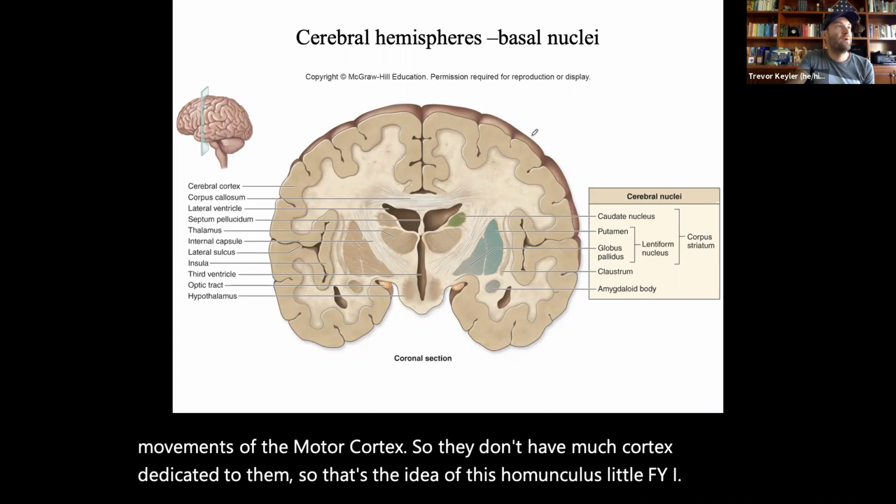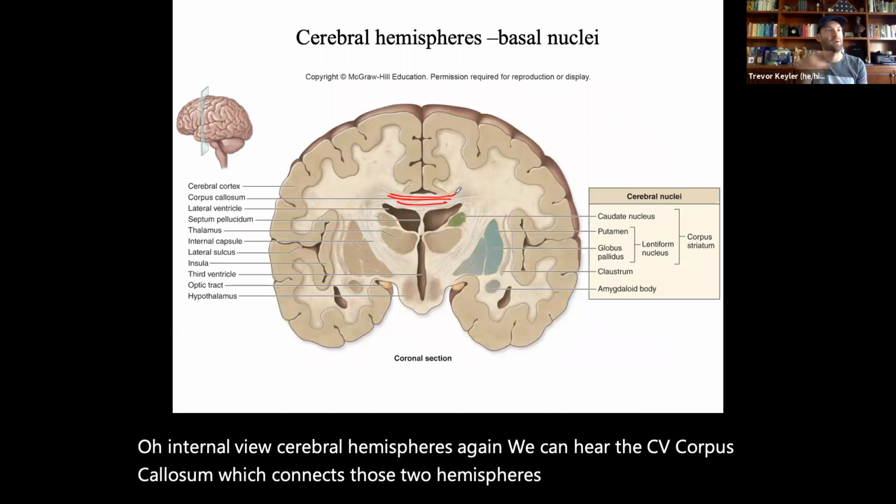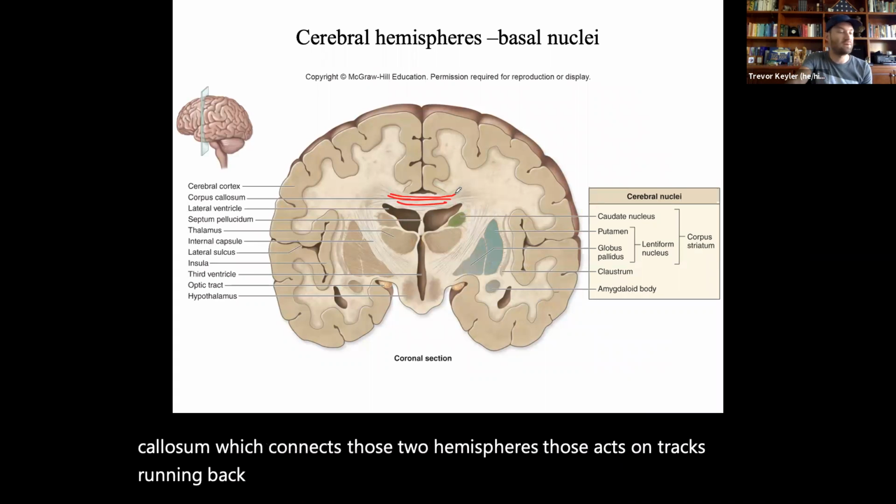Oh, internal view, cerebral hemispheres. Again, we can see the corpus callosum, which connects those two hemispheres, those axon tracks running back and forth between the two hemispheres.